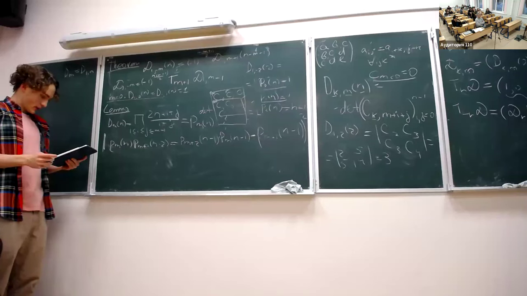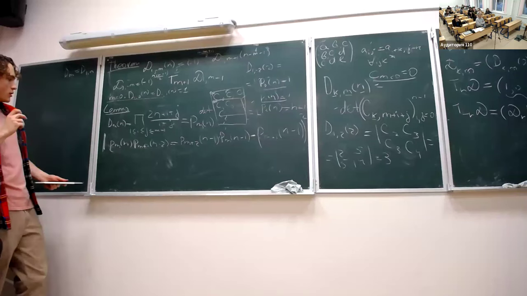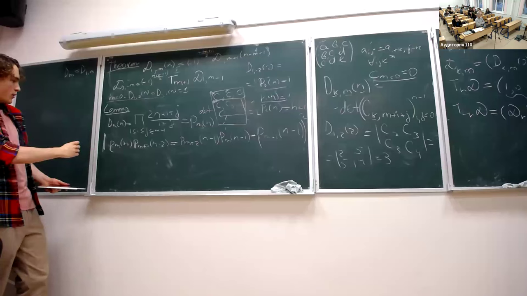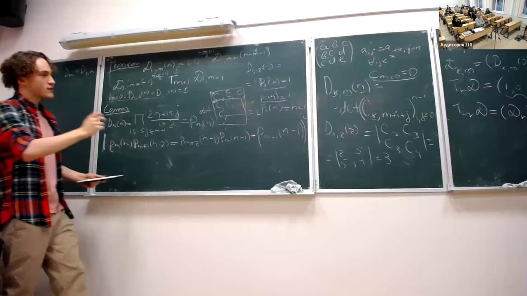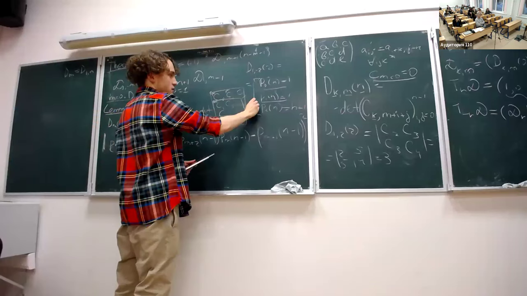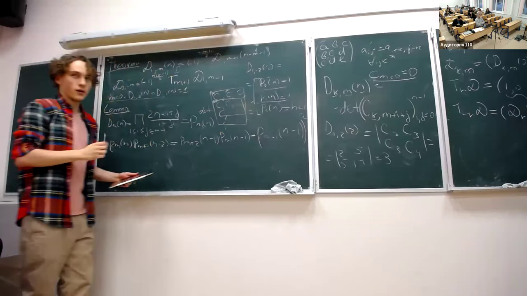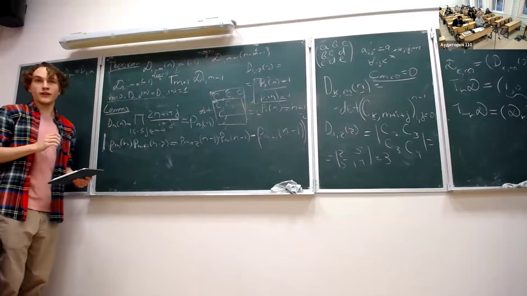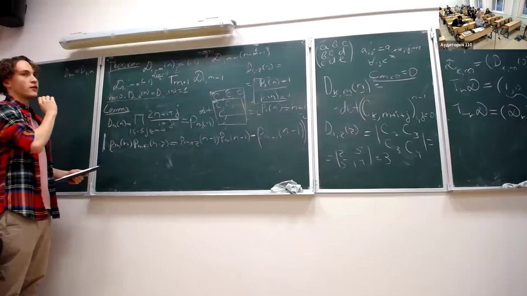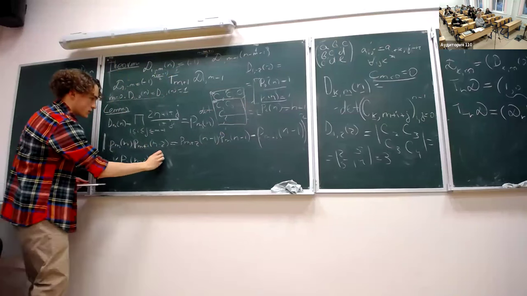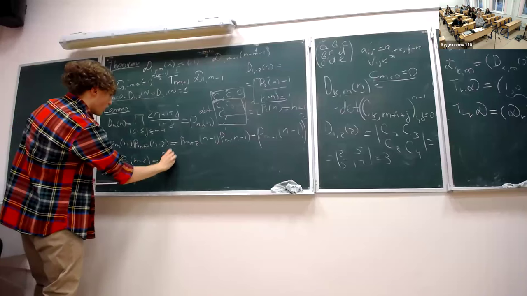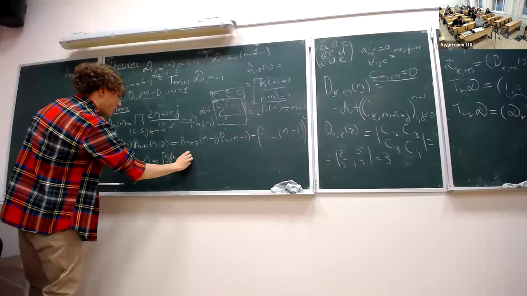So let me show how this induction will work. We will set m equal to 0 and get the following identity. So we assume that we know this as a base for induction, and if we will have enough time, we will show later for some simple reasons why it's so. So 1 times t2 of n minus 2 equals t2 of n minus 1 times 1 minus 1 squared.